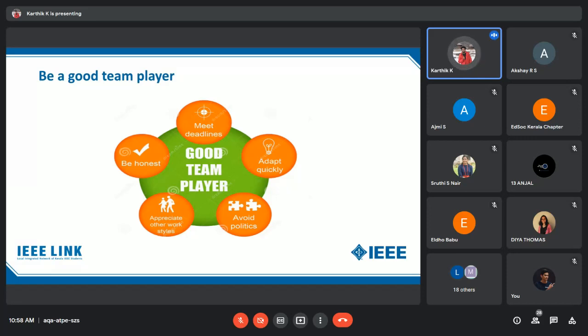A good team player always meets deadlines. They adapt quickly, avoid politics, appreciate other people's work style as well, and are honest. So try to achieve these things in your professional life, also in your personal life. That will make you stand out among the people in your circle. Be a good team player for everyone. So that's it about this one.